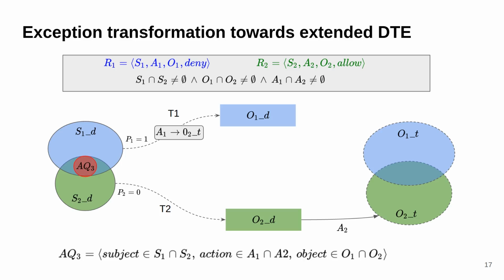So the two domain transitions T1 and T2 are possible. However, the access query will be forced to transit to O1D since the transition T1 has higher priority than the transition T2. As a result, the access query AQ3 will be denied, which again is conform to the initial policy.